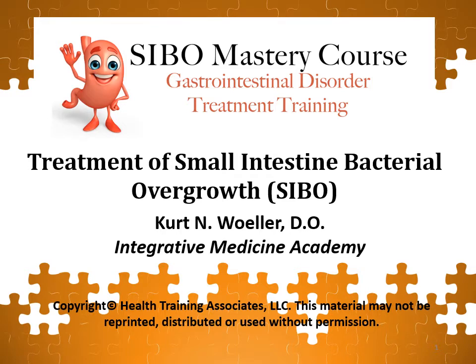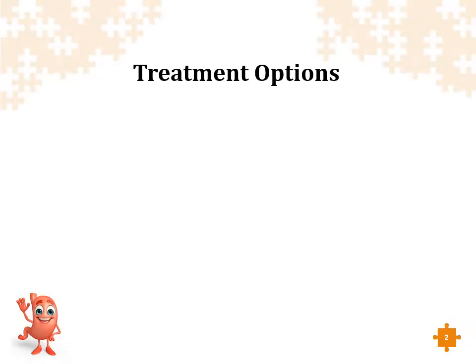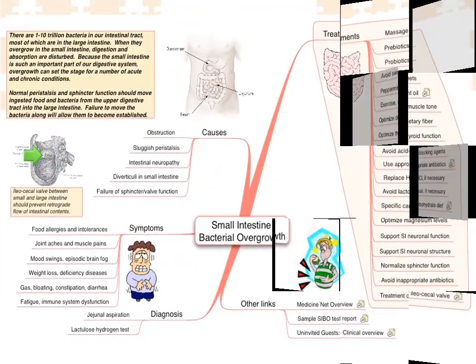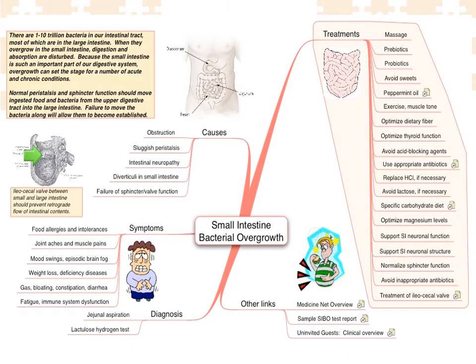Title of this short presentation is called Treatment of Small Intestine Bacterial Overgrowth. There are a number of different treatment options for small intestinal bacterial overgrowth, also called SIBO. Because the reason there's so many treatments is that there are so many potential causes of SIBO.